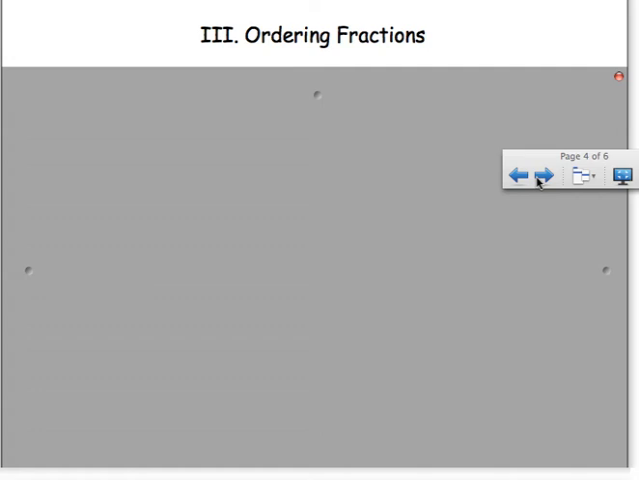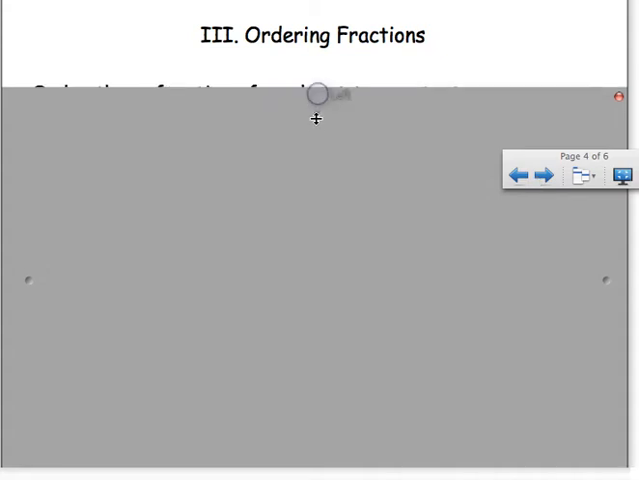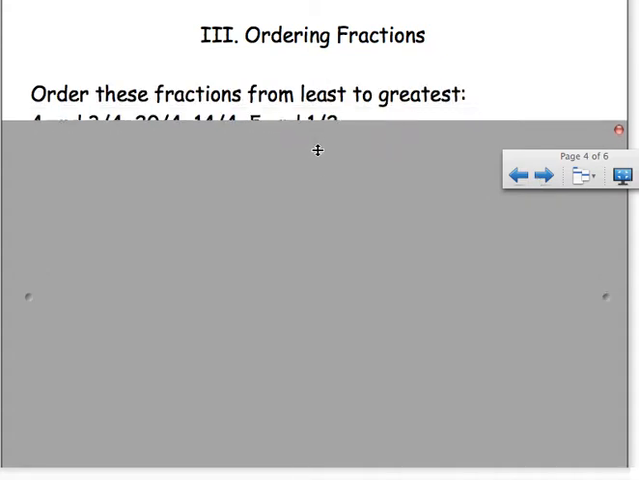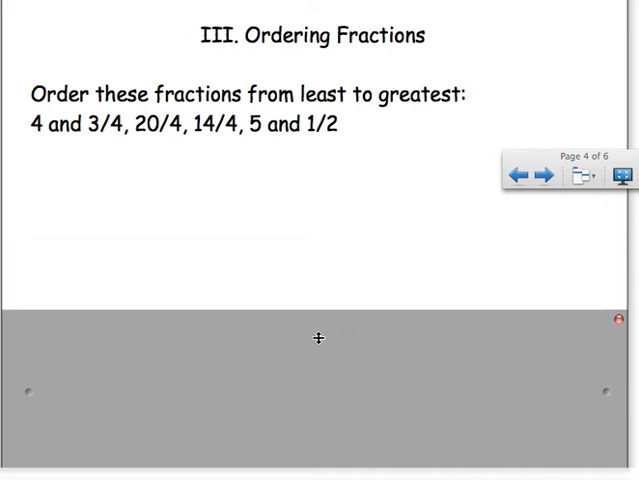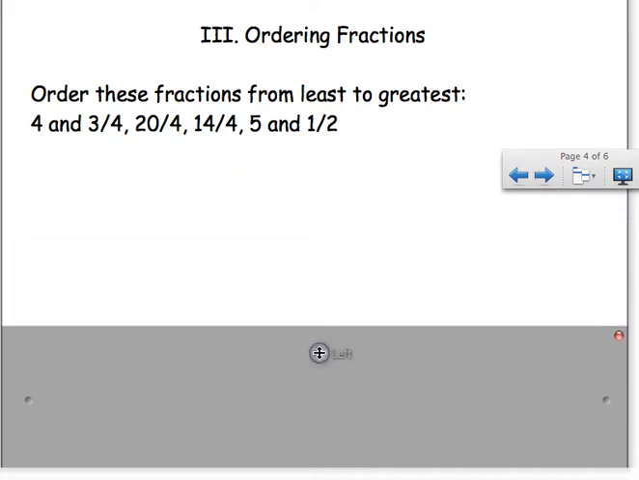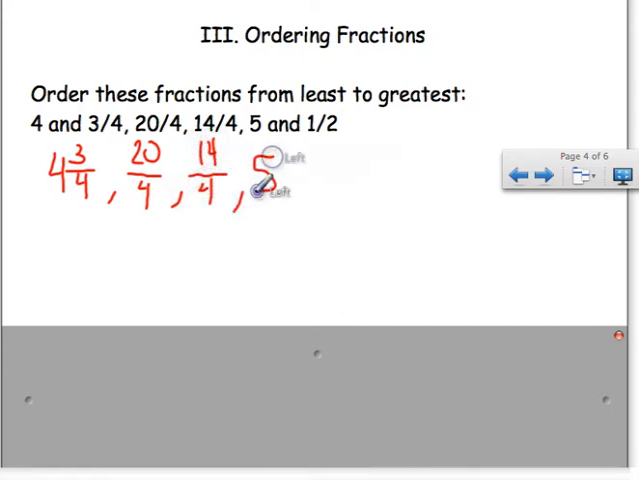There's one last skill that's pretty complex because it uses other skills that you've already reviewed in slides 1 and 2. And that's how do you order fractions? And so I'm going to look at one example when I have 4 fractions that don't all have the same denominator. So I have first 4 3/4, second 20/4, third 14/4, and last 5 1/2.